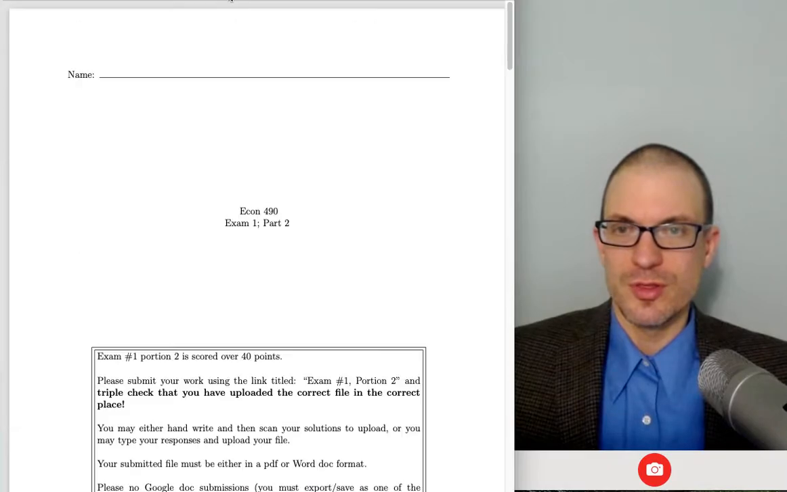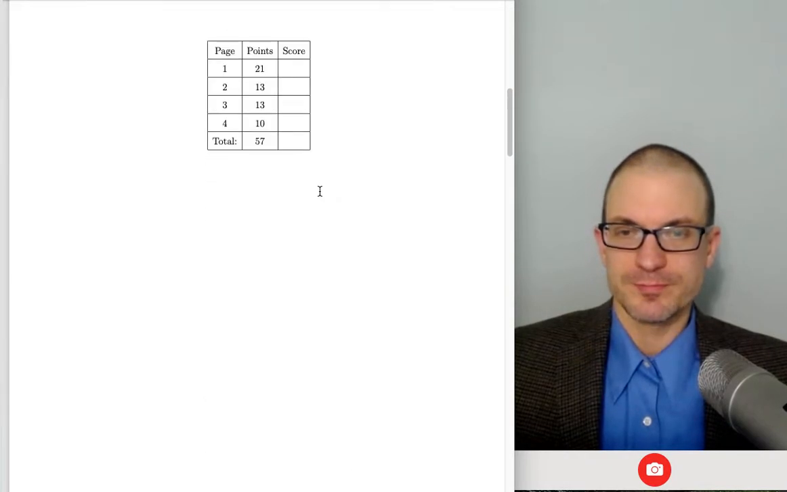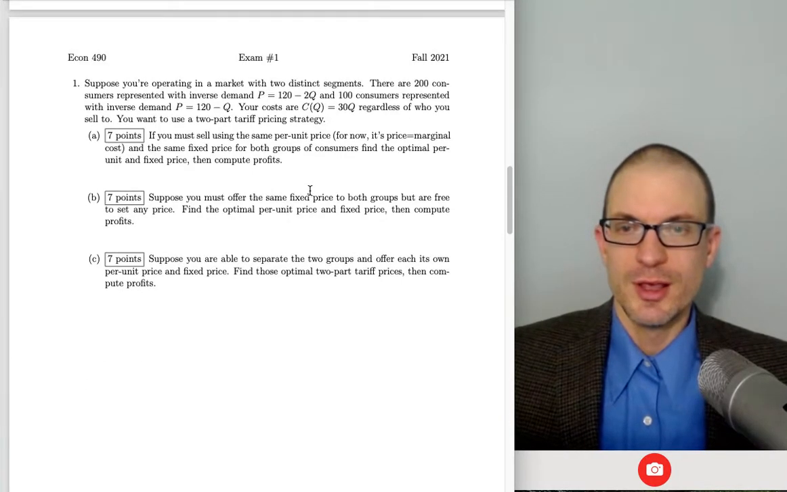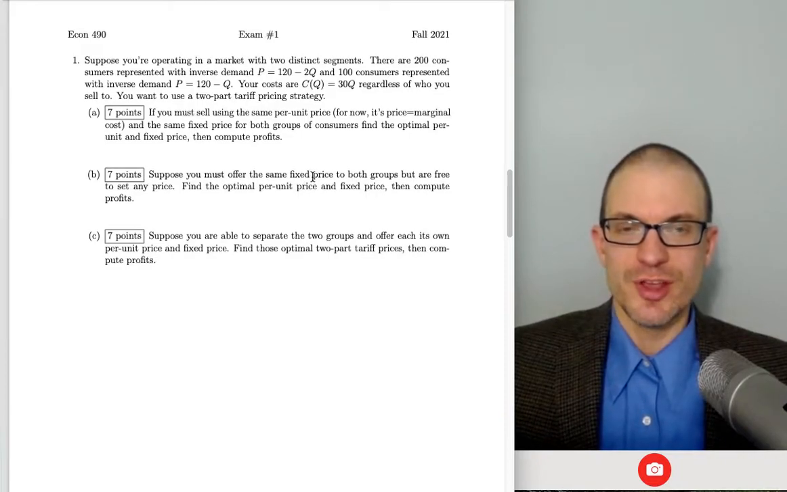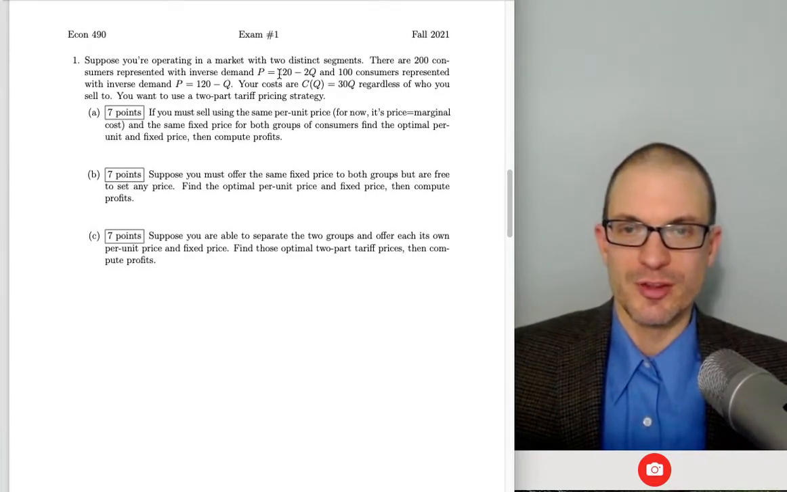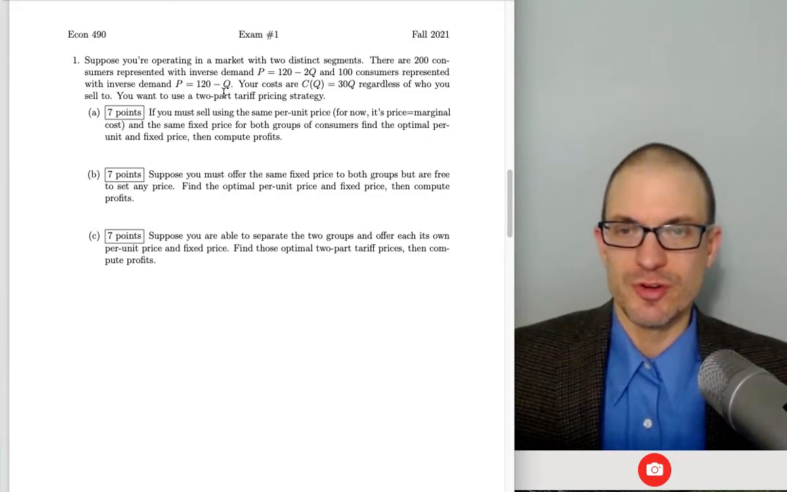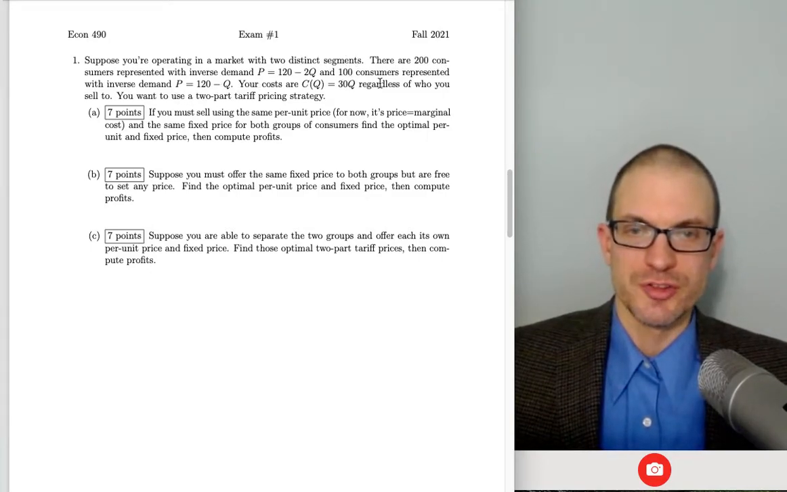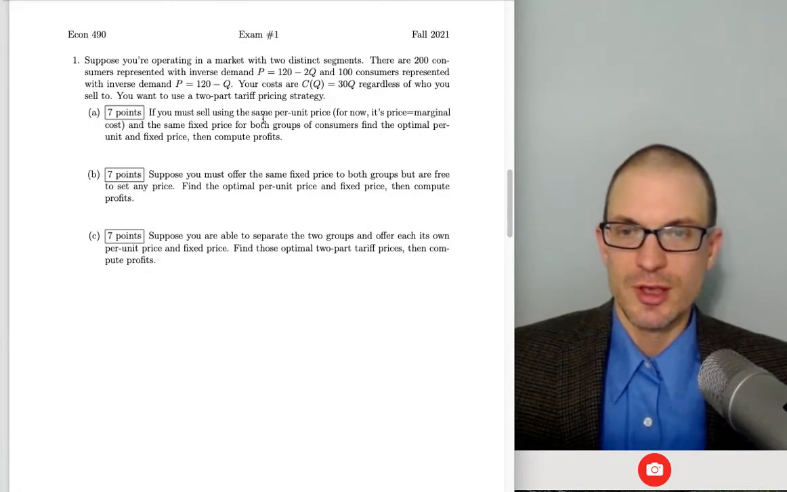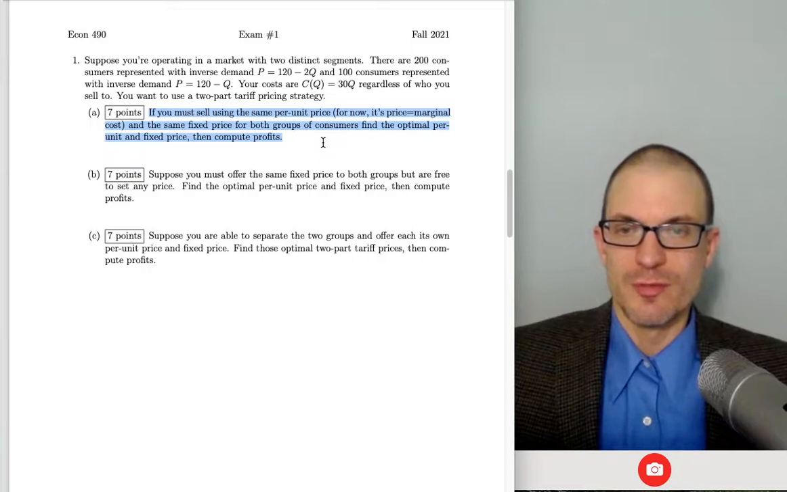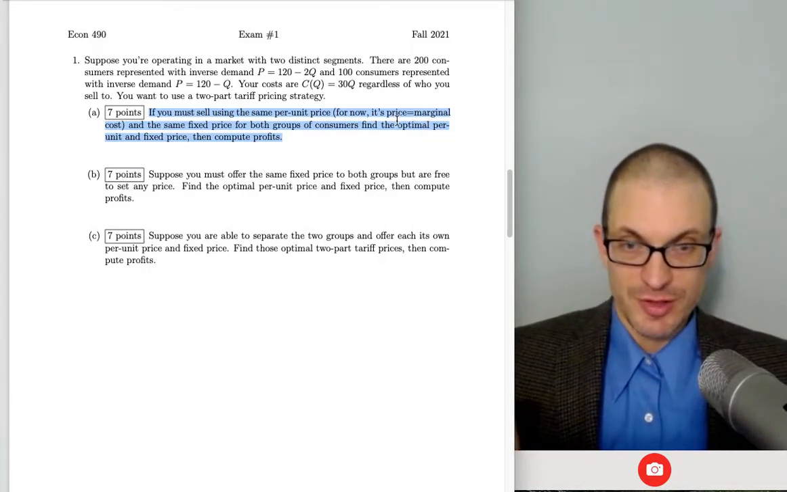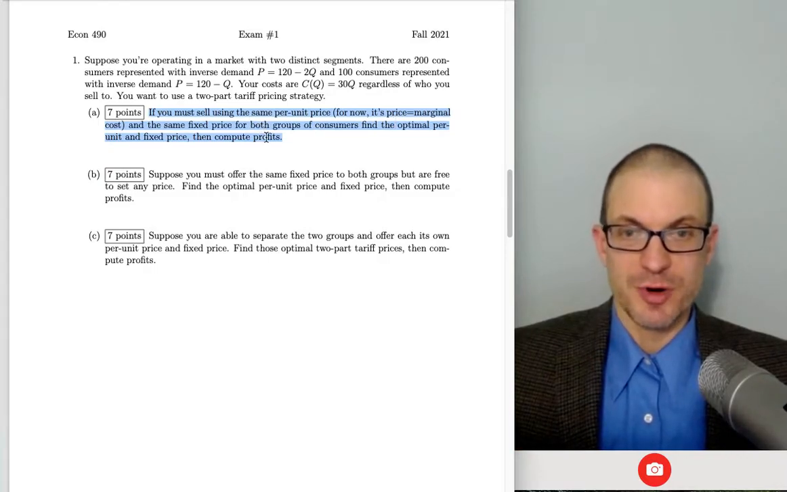Okay, so then for the longer form questions. The first one: suppose you're operating in a market with two distinct segments. There's 200 consumers represented with inverse demand 120 minus 2Q, and 100 consumers represented with inverse demand of 120 minus Q. Your costs are 30Q regardless of who you're selling to. Two-part tariff pricing strategy. The first one is you're trying to determine if you've got to sell the same per unit price, for now set equal to marginal cost, and the same fixed price for both groups.